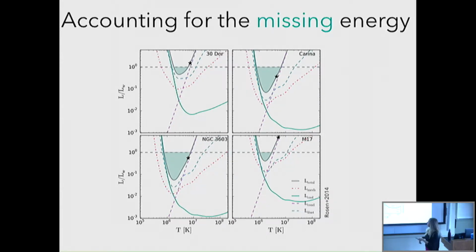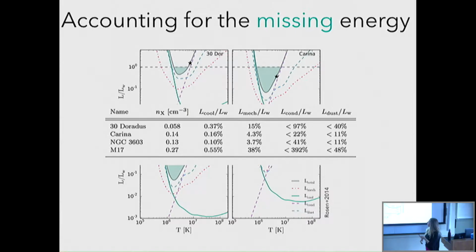And just to give you an idea, these stars, like I said before, are the temperatures inferred from the X-ray observations. This just shows the table of the different contributions for these temperatures. So barely less than 1% of the energy goes into cooling. Mechanical work is actually quite unimportant for Carina and NGC 3603, a little bit more important for 30 Doradus, and about 40% of it goes into pushing on the shell around the H2 region M17.